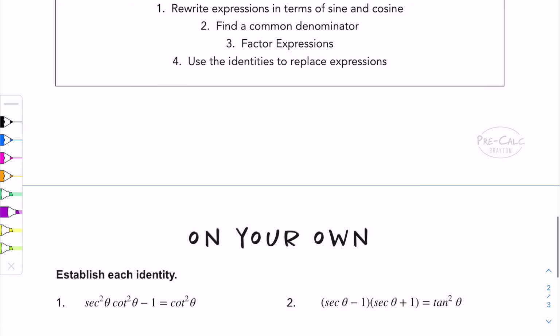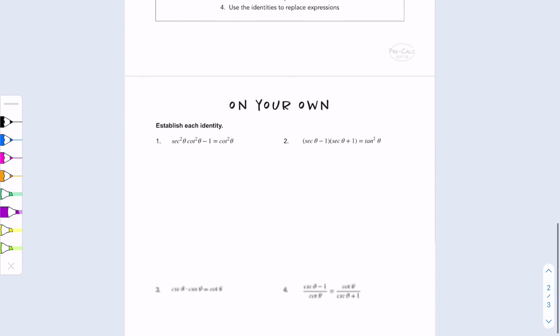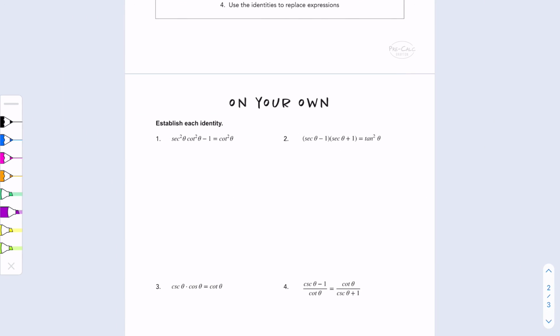Okay, using these techniques, I want you guys to try to do the on your own section by yourself. I'm actually going to do the on your own section in the live session at the end of class if anyone wants to join in. These are the 4 problems I will be completing. So please let me know if you have any questions. And tomorrow is a working session of which we're going to work on trig identities all day.